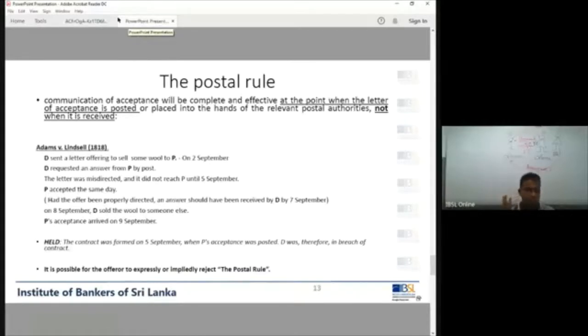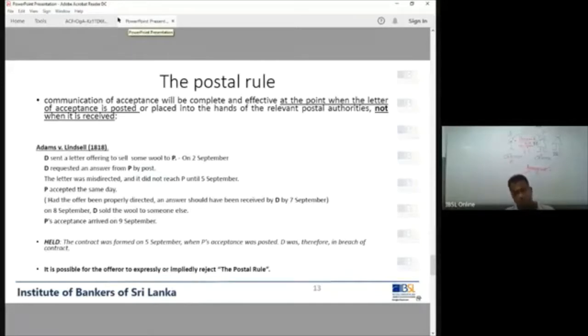Do you have any questions? Right, okay. So then I believe that everyone understood the principle very clearly. It says the communication of the acceptance is complete and effective at the point when the letter of acceptance is posted, not when it is received by the offeror.